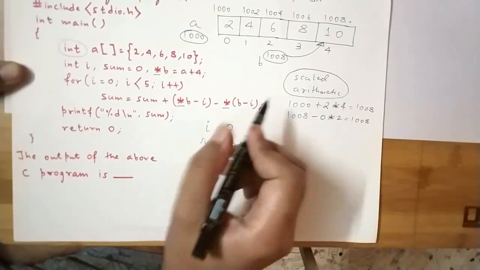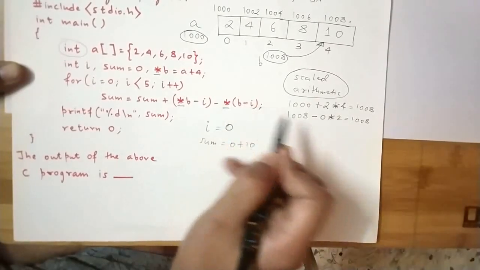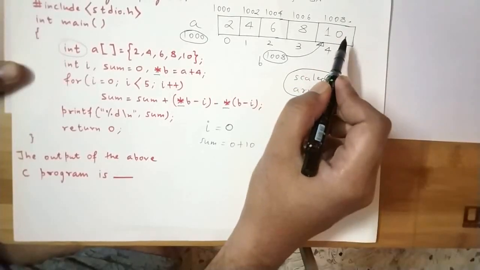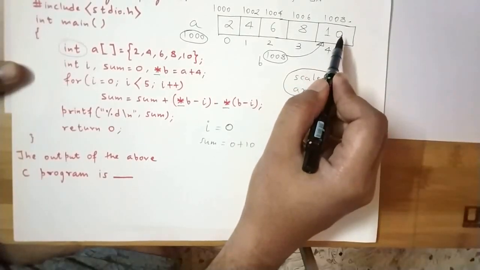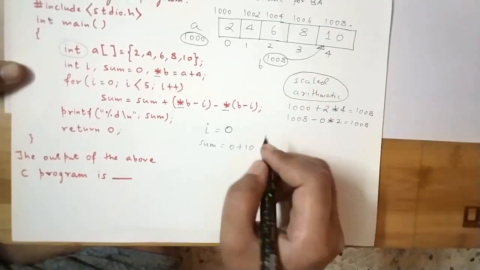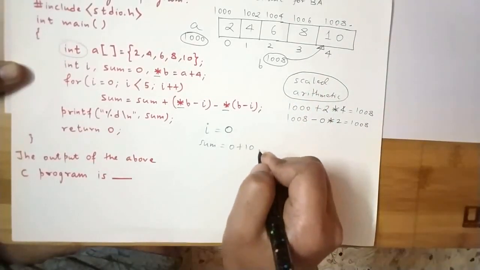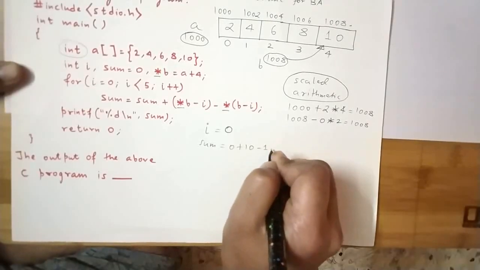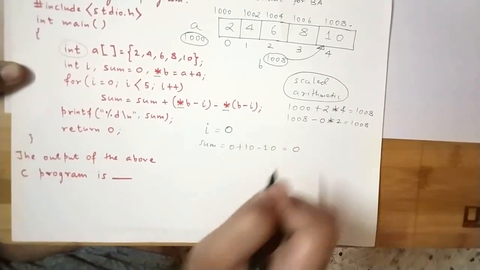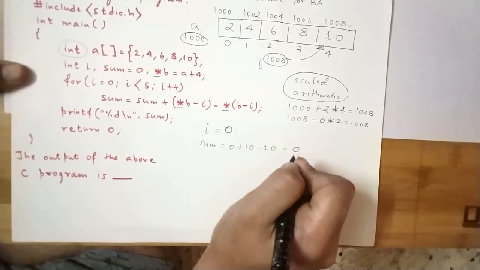After I get b minus I to be 1008, I'll have to dereference it. And if I dereference it, what is the value that I'll get? I'll get a value of 10 itself. That means here what will happen is I'll add and then again subtract 10, giving an effective value of 0 again. So here I get a value of 0 once again.